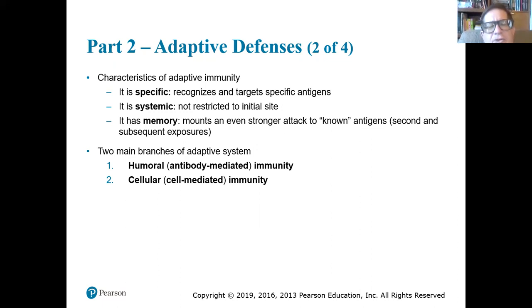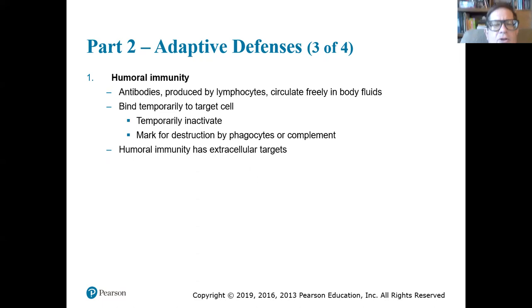So humoral, the body humors, the body fluids, is based mostly on antibodies floating around. We also have cellular immunity, cell-mediated immunity. We're about to jump into both of these. Humoral immunity is caused by antibodies produced by lymphocytes. It will be very specific. Antibodies are produced by plasma cells, which are a daughter of a B lymphocyte, a memory B cell, and they float around in the fluids.